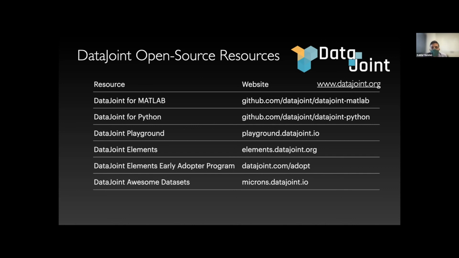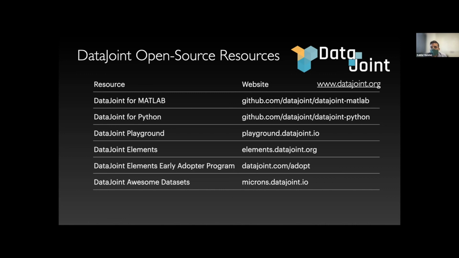And then another cool initiative that's just been released in the past week or two or three is DataJoint Awesome Datasets. As was mentioned yesterday, there's a microns dataset that was done in collaboration between scientists at the Allen Institute for Brain Science, Princeton University, and Baylor College of Medicine. They studied a cubic millimeter of brain tissue from the mouse visual cortex with many different techniques. This dataset is now hundreds of gigabytes of data, and it was all done within the DataJoint framework.